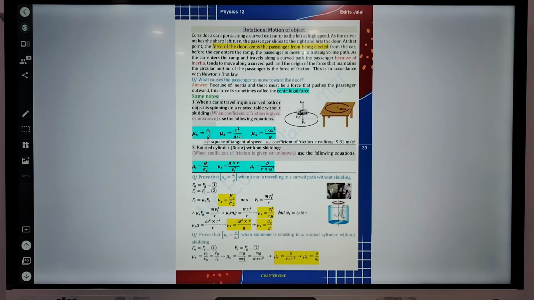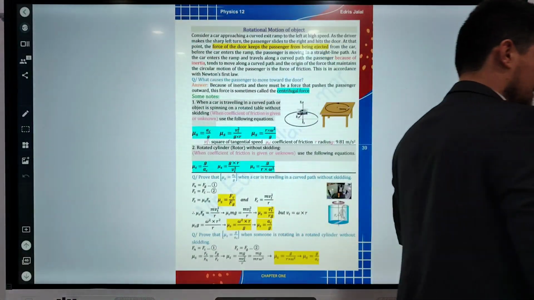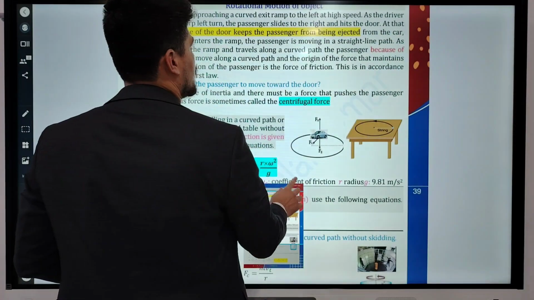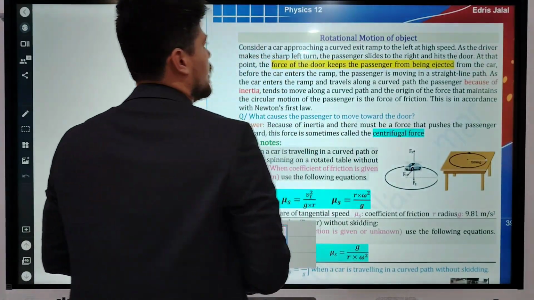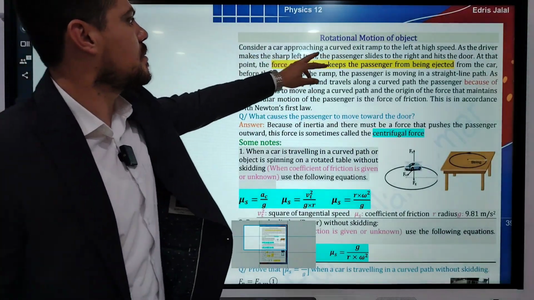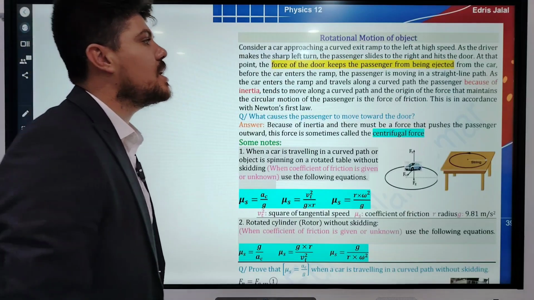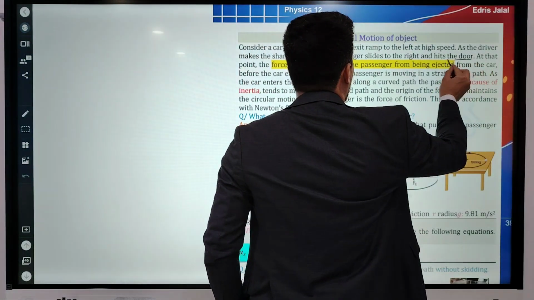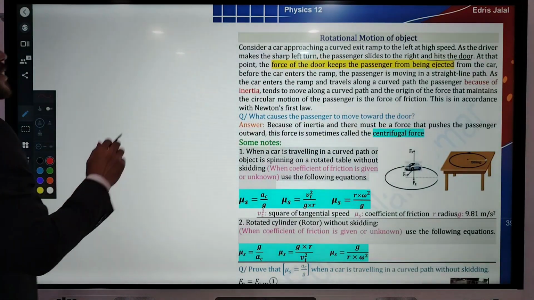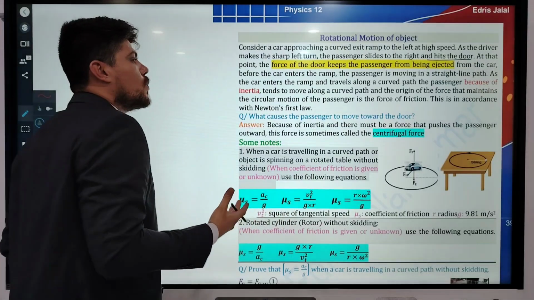Okay, rotational motion of an object. Consider a car approaching a curved exit ramp to the left at a high speed. As the driver makes a sharp left turn, the passenger slides to the right because of the inertia and hits what? Hits the door. Okay? So at that point, the force of the door keeps the passenger from being ejected.